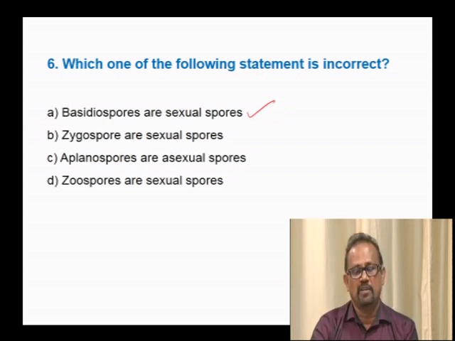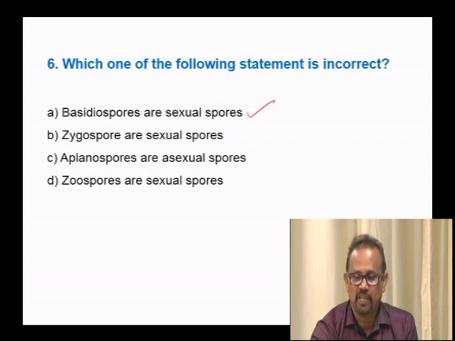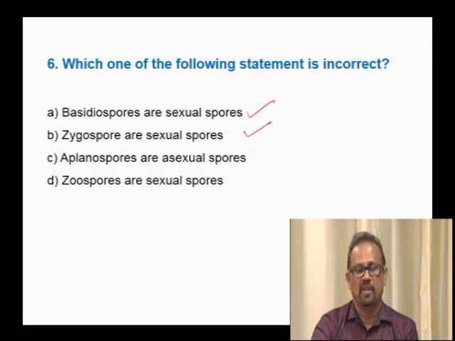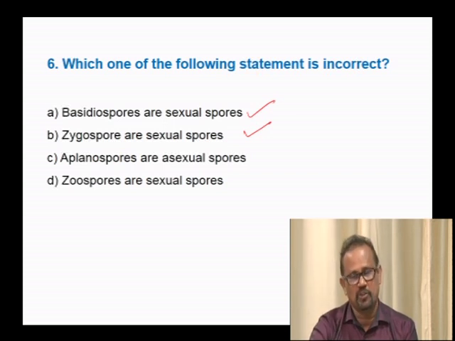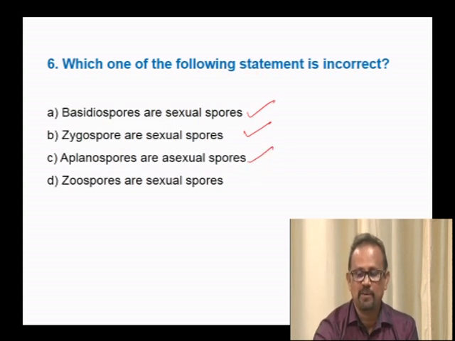Zygospores are sexual spores. Of course, zygospores are the sexual spores which are formed by the fusion of gametes, characteristic of phycomycetes. Therefore, even this statement is correct. Aplanospores are asexual spores. Of course, aplanospores are asexual spores found in the phycomycetes. Therefore, all these three statements are correct. But which one of the statements is incorrect?